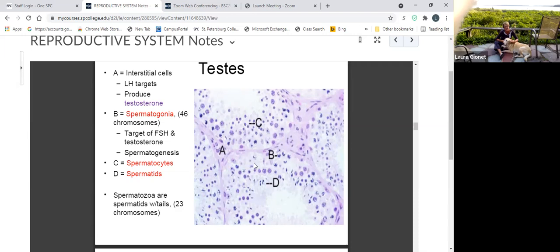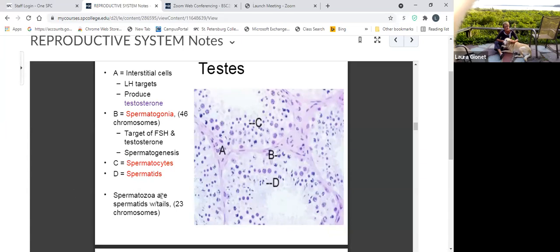C, and we could have easily pointed to something between B and D there. Those would be with the slightly smaller dark staining nuclei. Those are your spermatocytes. And then D, you see what I mean about these dark staining little cells, they're like dark almonds. Those are spermatids. And then in the lumen here are some spermatozoa.